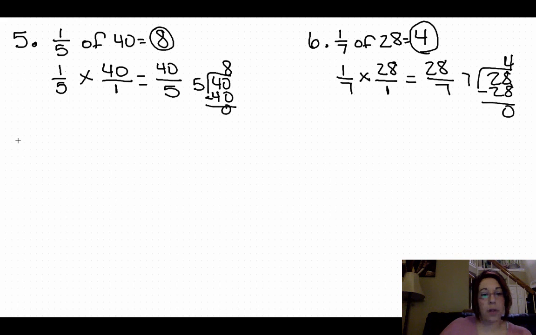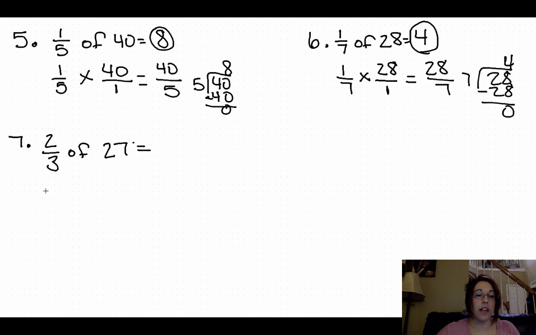Okay, we're going to look at a couple of a little bit harder problems so they don't have quite so many ones in them. Our multiplication has been pretty easy to this point. Let's look at 2/3 of 27. Okay, so it's the very same process. We keep our 2/3, of we turn into multiply. 27 we turn into the fraction 27 over 1. And then we multiply across.